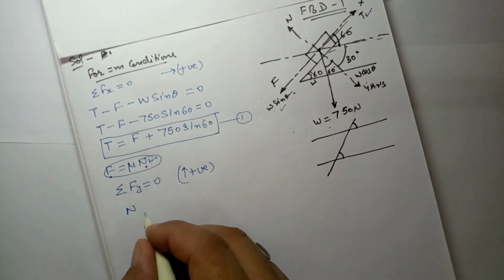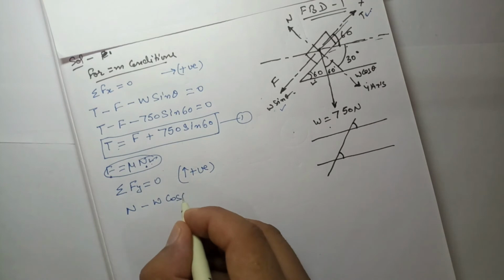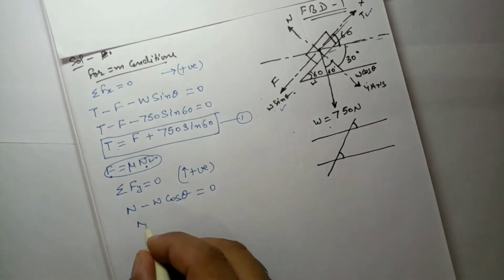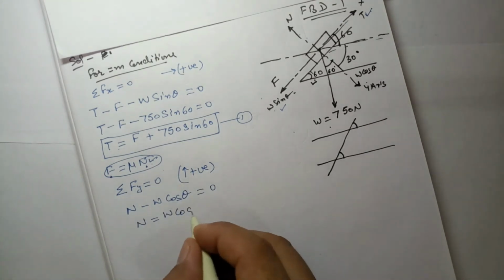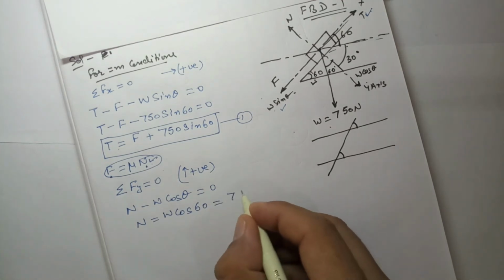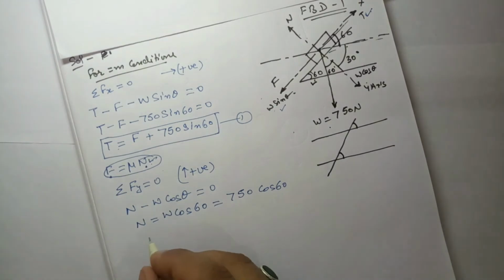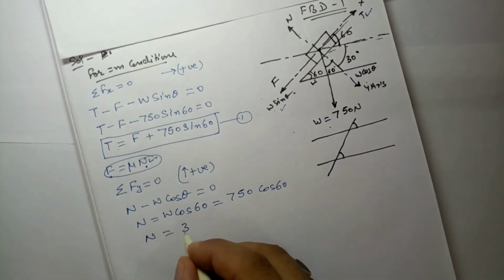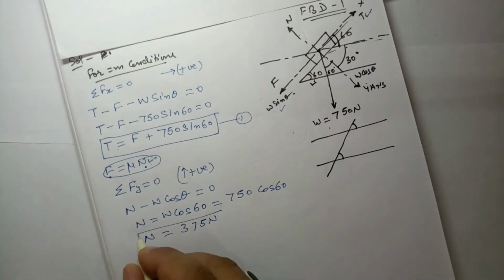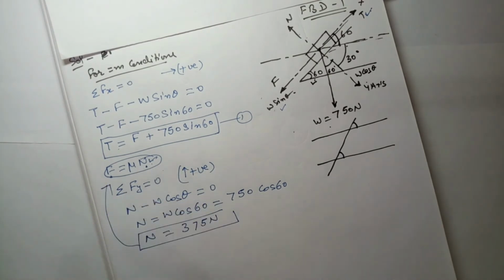So we have normal reaction minus the cos component of weight, that is 0. So N is equal to W cos 60. That is weight 750 cos 60. When I fill the value of cos 60, we get the normal reaction, that is 375 Newton only. So we can fill this value here now.